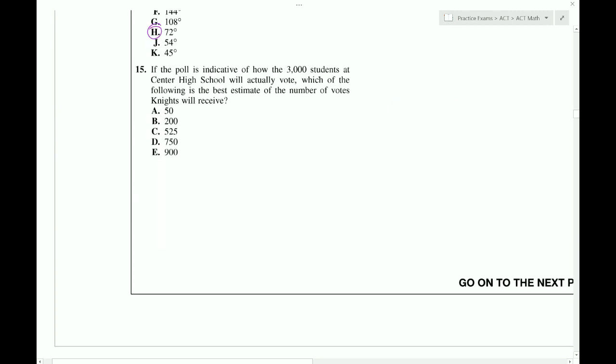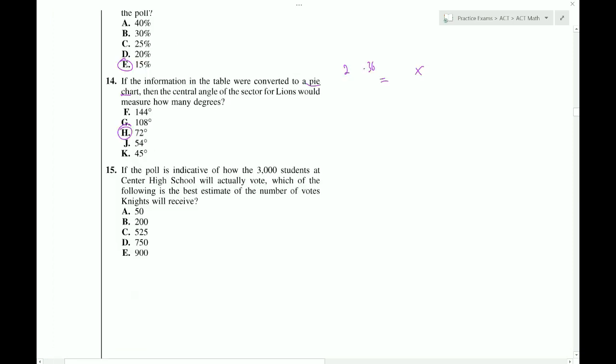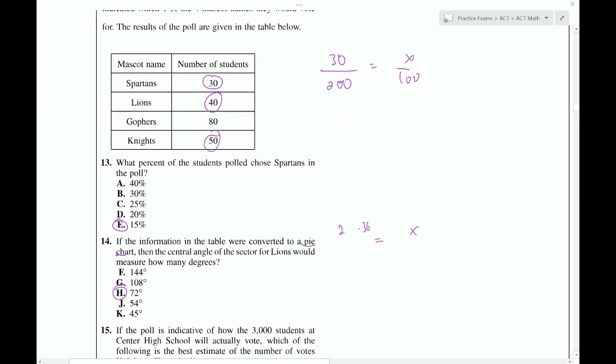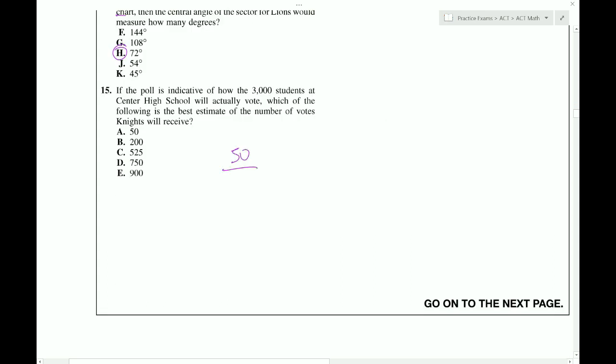If the poll is indicative of how 3,000 students will actually vote, which of the following is the best estimate of the number of votes the Knights will receive? So what was the Knights? Was 50. That's 50 out of 200 students, right? This can be reduced. The zeros cancel. 5 out of 20. 20 is really 5 times 4, isn't it? The 5's cancel, you get 1/4. So 1/4 of the students voted for the Knights.